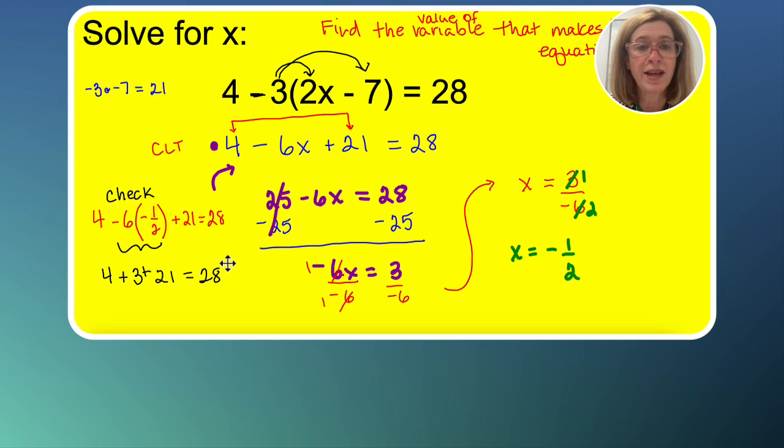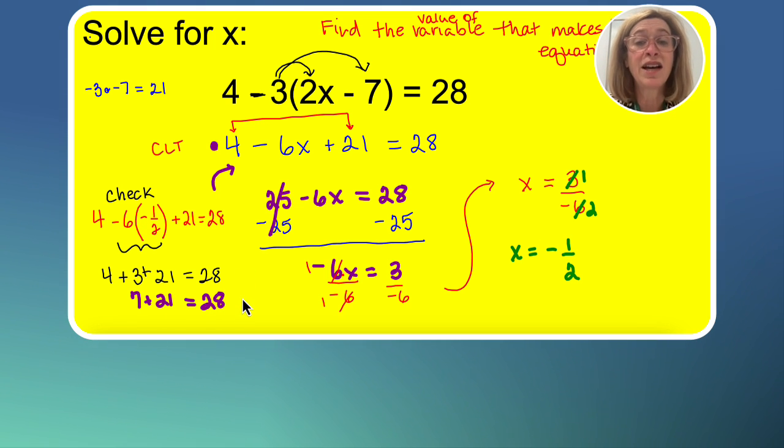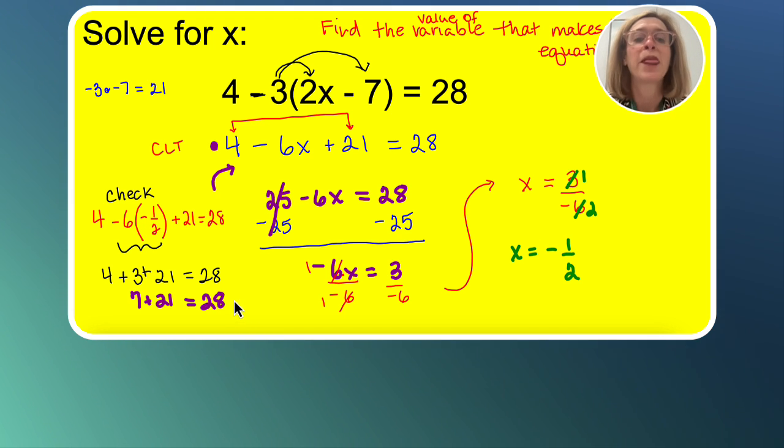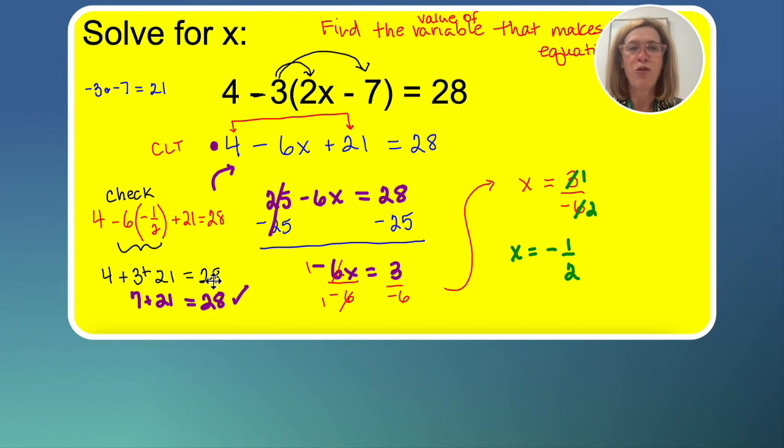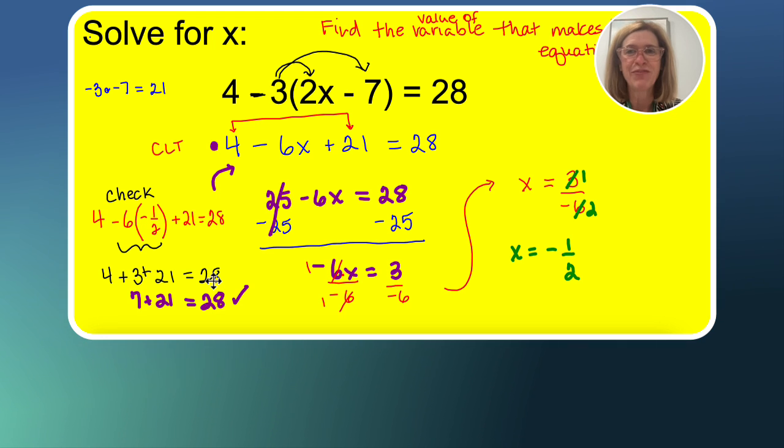Again, we're trying to see if it makes the equation a true statement. 4 plus 3 is 7. 7 plus 21 does equal 28. So when I plug in -1/2, it does make the equation true. And so my answer is checked, and voila, I have solved for x. All right, hopefully that was a helpful video. Have a great day.